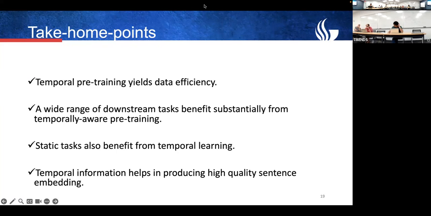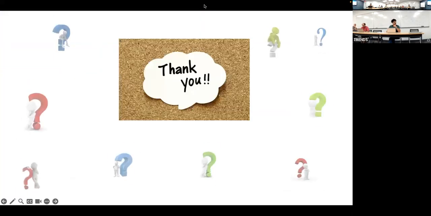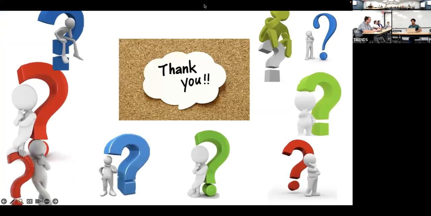Maybe we could do this on fMRI, if we have a data set available that has some textual information, and we can try that and see if it works in a similar fashion. That's it from my side. If you have any comments or questions, please feel free to ask.